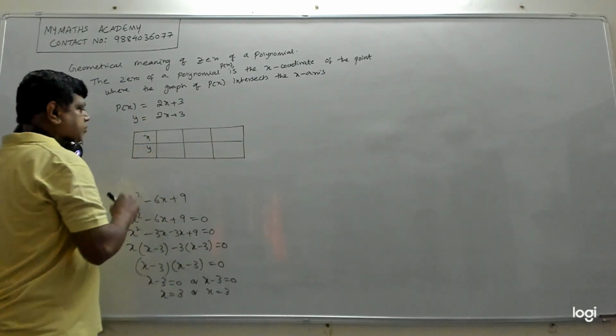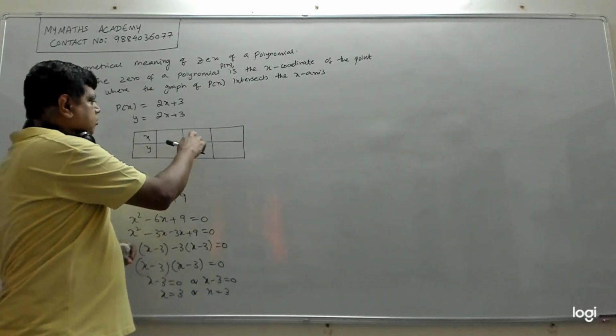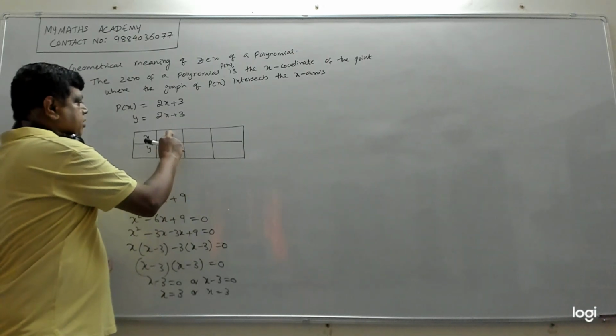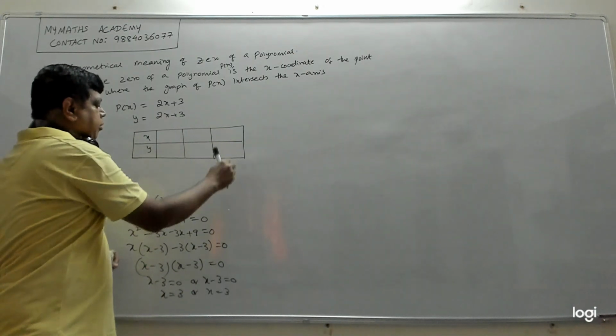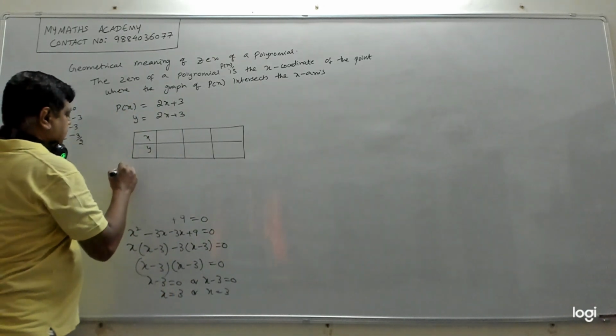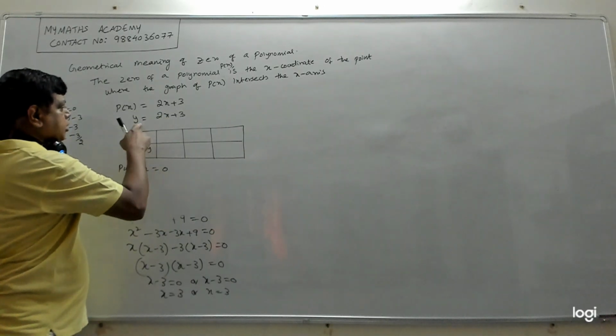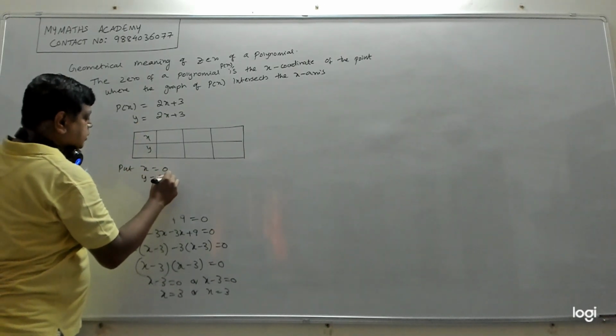So x, y. Now we need to find 3 points. Each x, y combination is 1 point, so we have to find 1, 2, 3 points. How do you find that? We will put different values for x. We will first put x is equal to 0 in this equation. What is my y? My y is 2x plus 3.